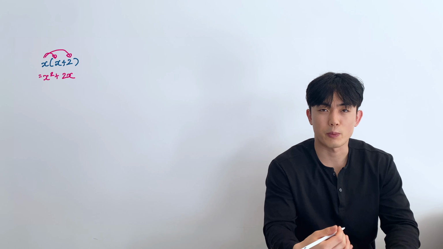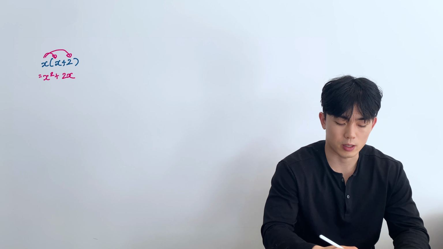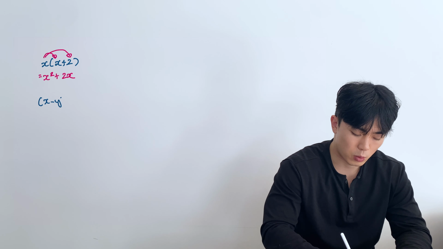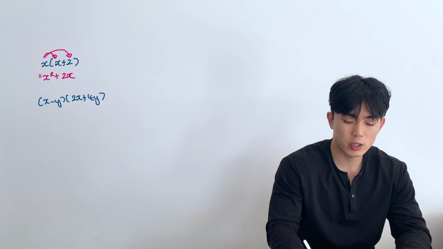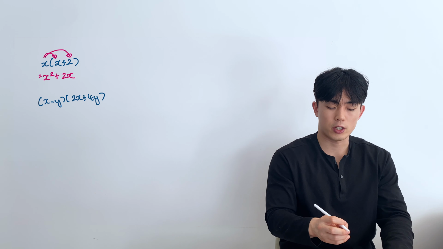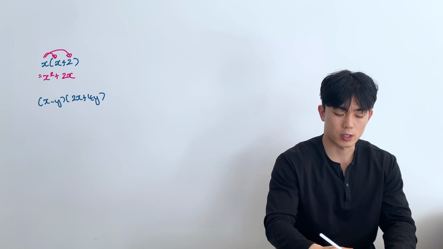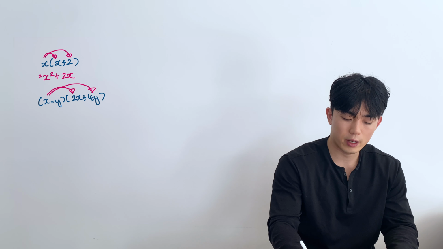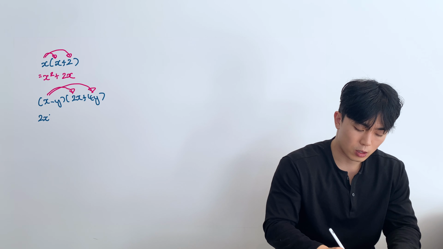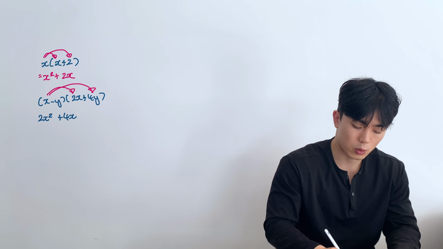Right, so let's take a look at when we have two brackets. So we have x minus y multiplied by, let's say, 2x plus 4y. So you just want to try and think to yourself that I want to multiply each term to each term in each bracket. So starting off with this x, I want to multiply to this 2x and this 4y. So I'll get 2x squared plus 4xy.